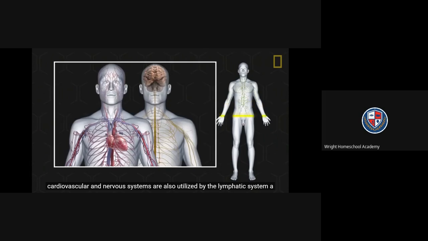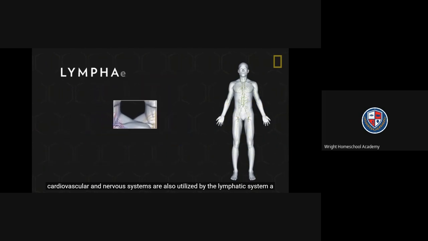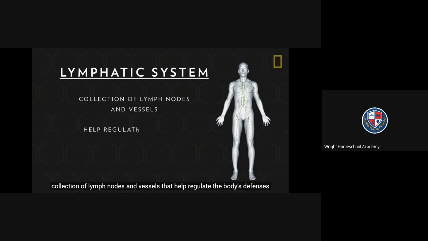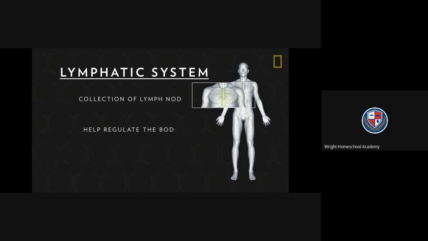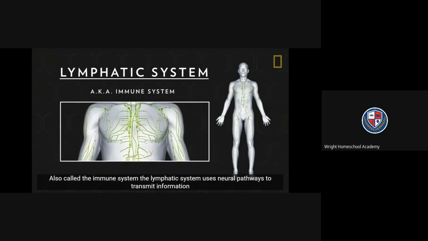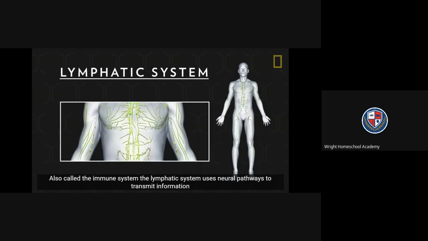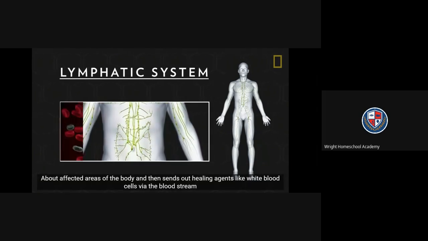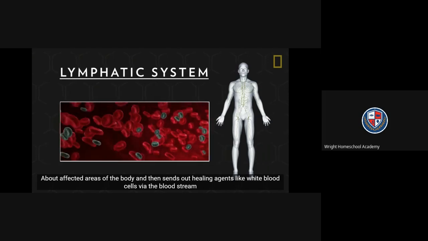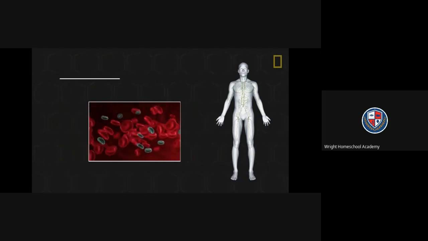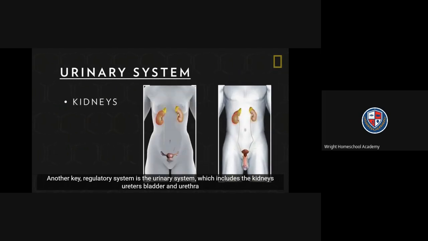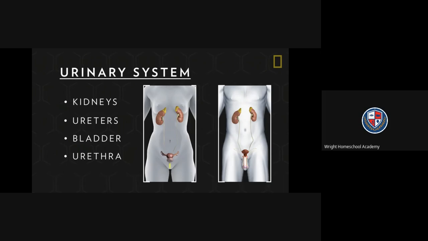The cardiovascular and nervous systems are also utilized by the lymphatic system, a collection of lymph nodes and vessels that help regulate the body's defenses. Also called the immune system, the lymphatic system uses neural pathways to transmit information about affected areas of the body and then sends out healing agents like white blood cells via the bloodstream. Another key regulatory system is the urinary system, which includes the kidneys, ureters, bladder, and urethra.